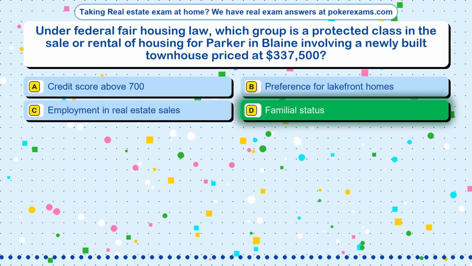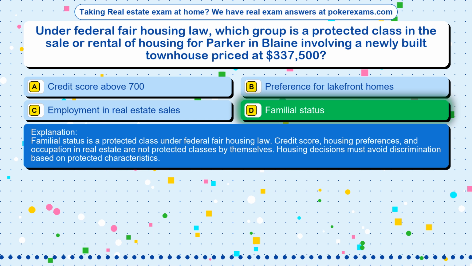The correct answer is option D. Familial status. Familial status is a protected class under federal fair housing law. Credit score, housing preferences, and occupation in real estate are not protected classes by themselves. Housing decisions must avoid discrimination based on protected characteristics.